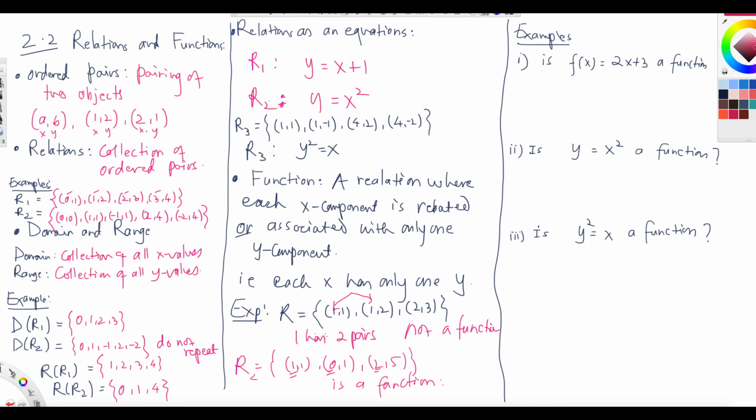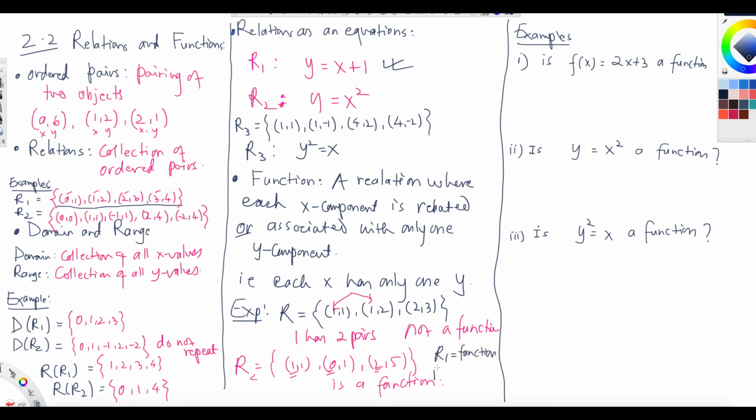Okay, let us answer this question then. What do you think about R1? Is R1 a function? Here R1 is like this. This is the equation for R1 and this is basically R1. Is this a function? How do we check that? Look at whether an x value is repeated or if one x has more than one pair. 0 has only one pair, 1 has only one pair, 2 has only one pair, 3 has only one pair. So yes, R1 is a function.